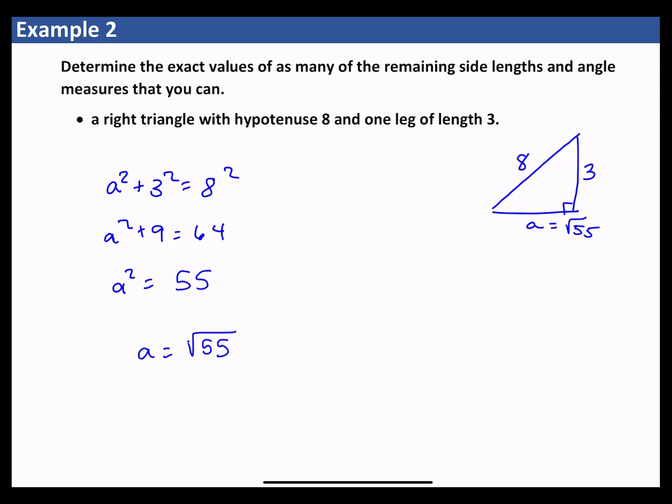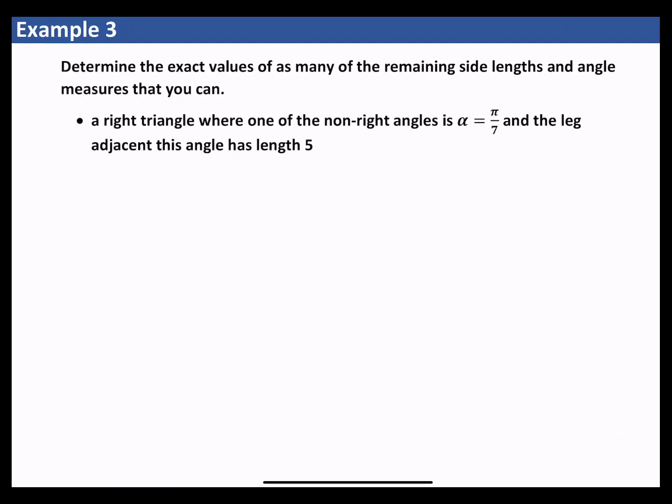And because we have not talked about inverse trigonometry yet, we do not have a way to find those missing angles. So this is as much of the information as we can find for this triangle at this time. All right, let's look at one more slightly more challenging problem.